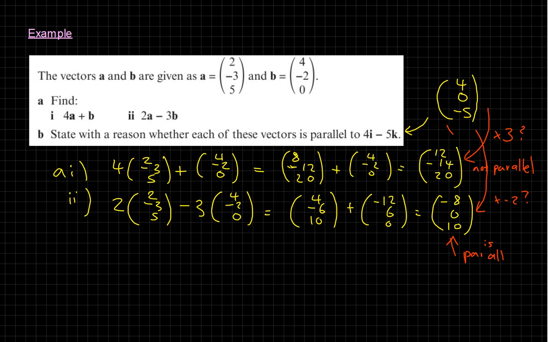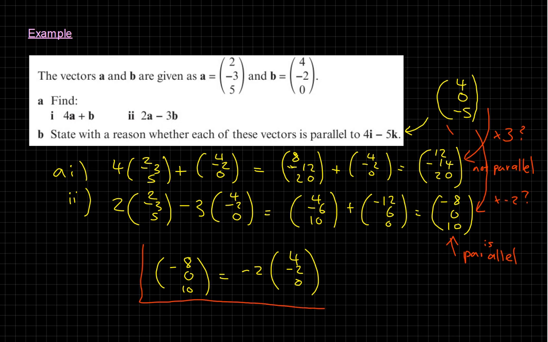And the way you'd write that formally as a mathematical statement to say it's parallel is to say minus 8, 0, 10 is equal to minus 2 times 4, 0, minus 5. And that there is a statement which effectively shows that they're parallel because one is a multiple of the other. Okay, done.